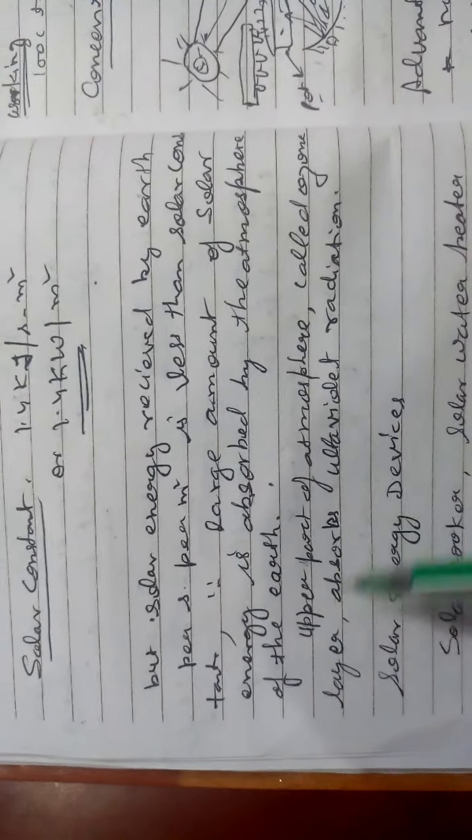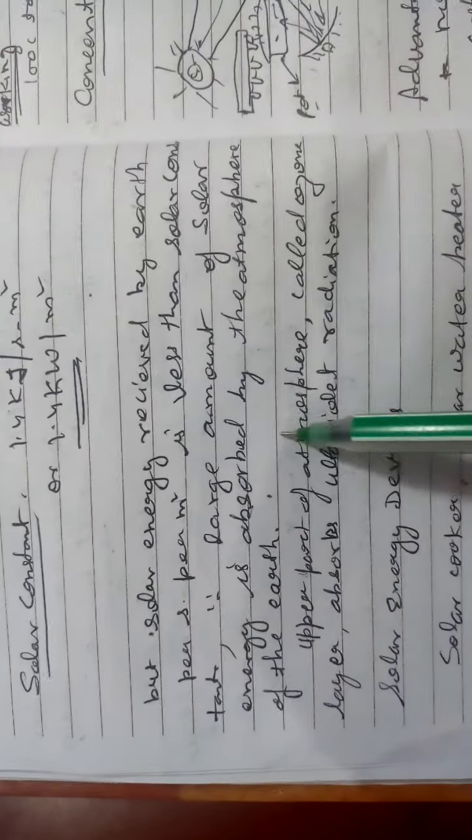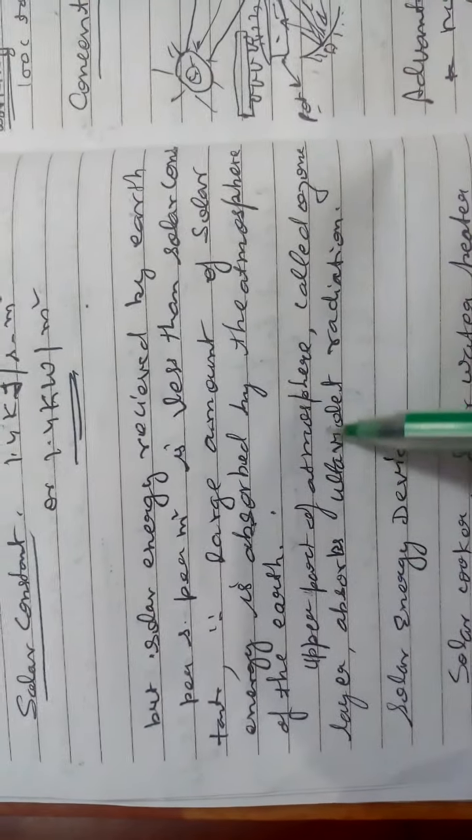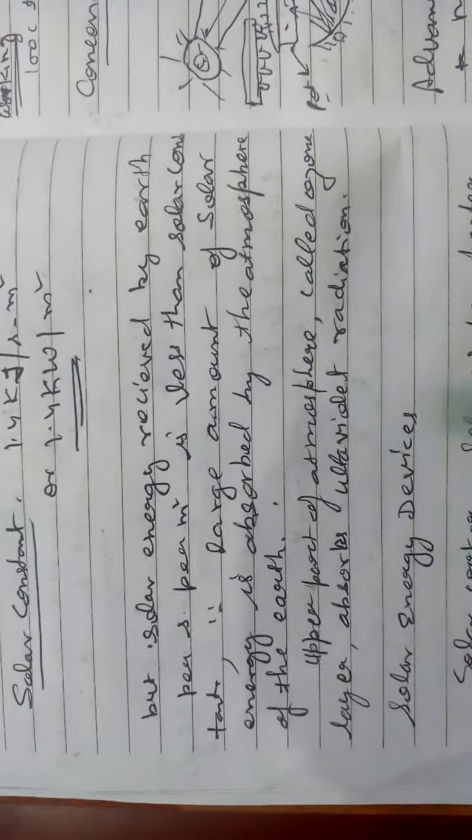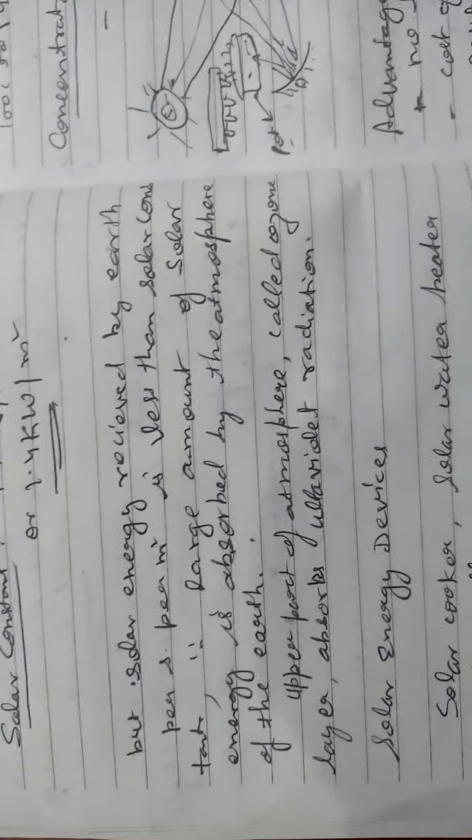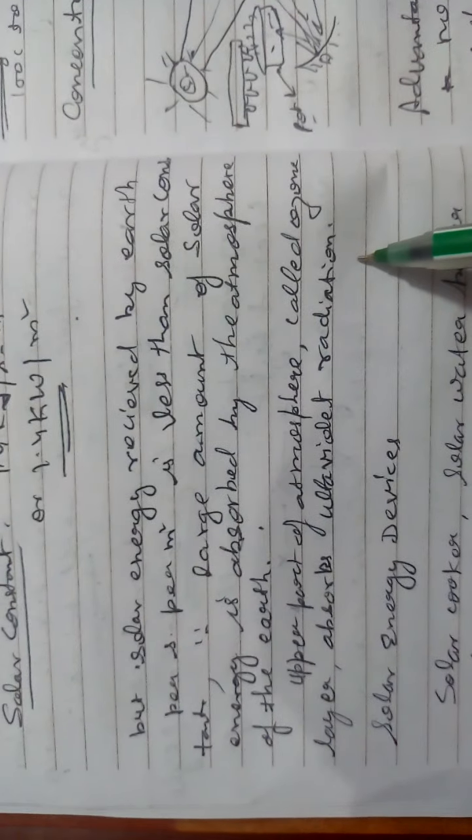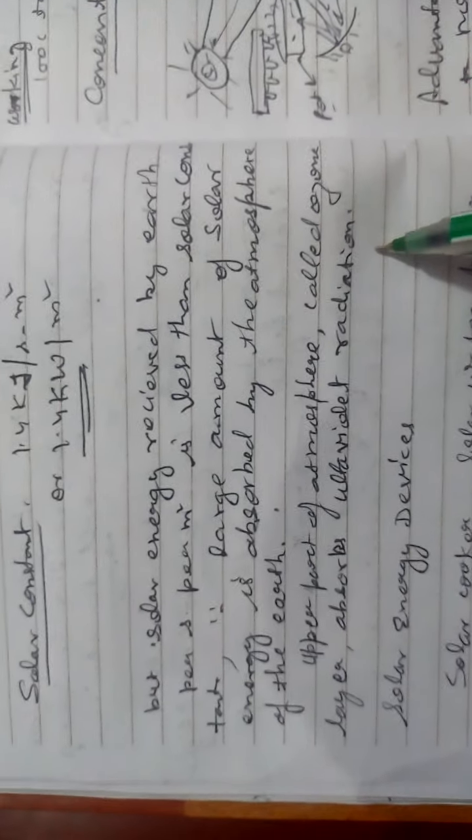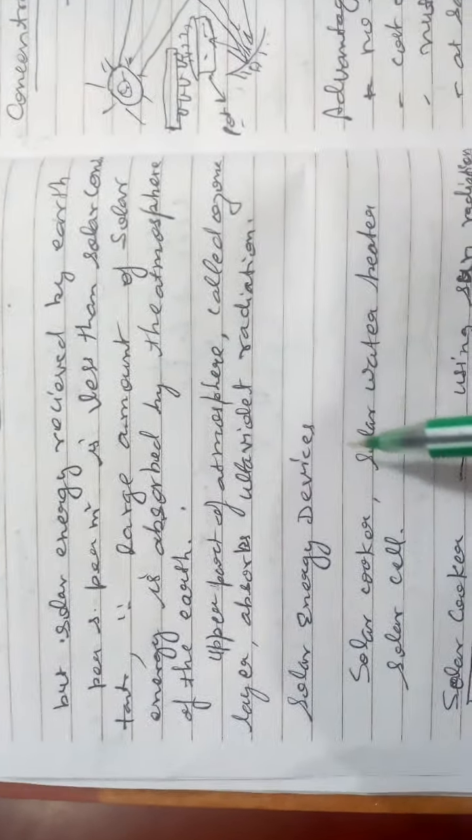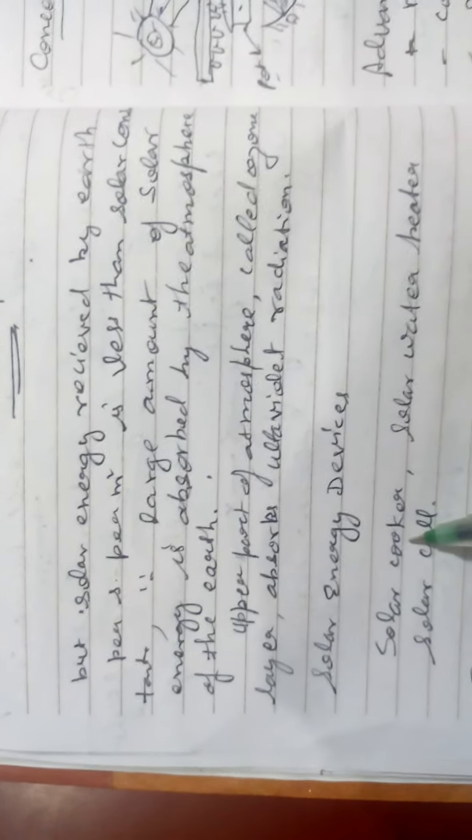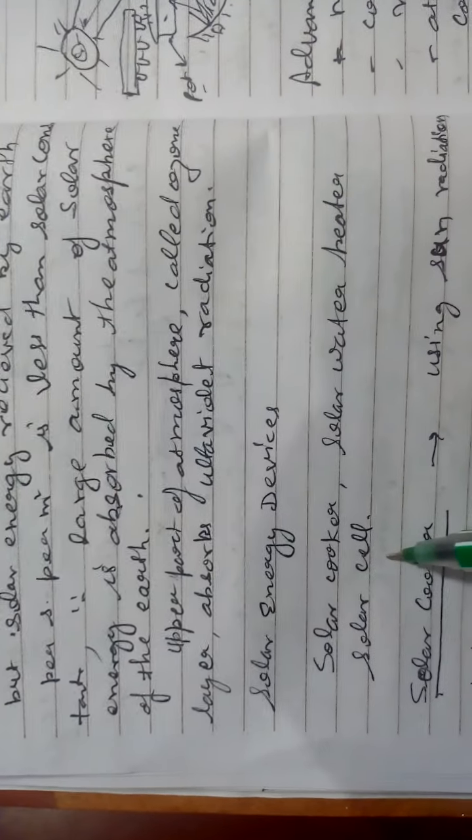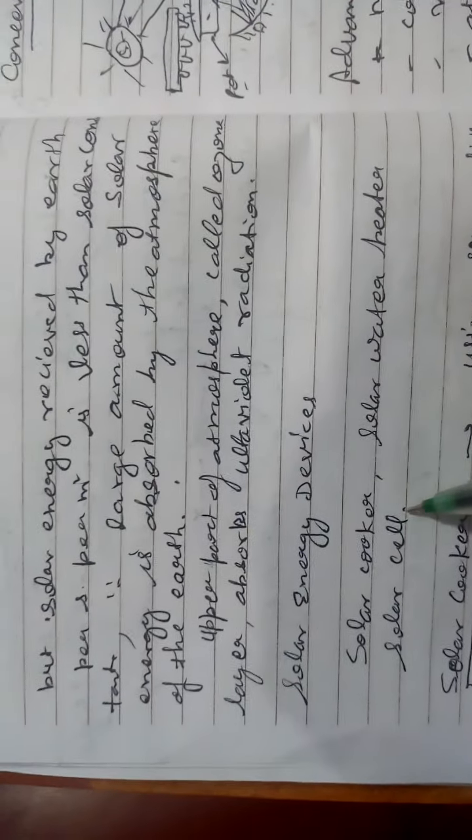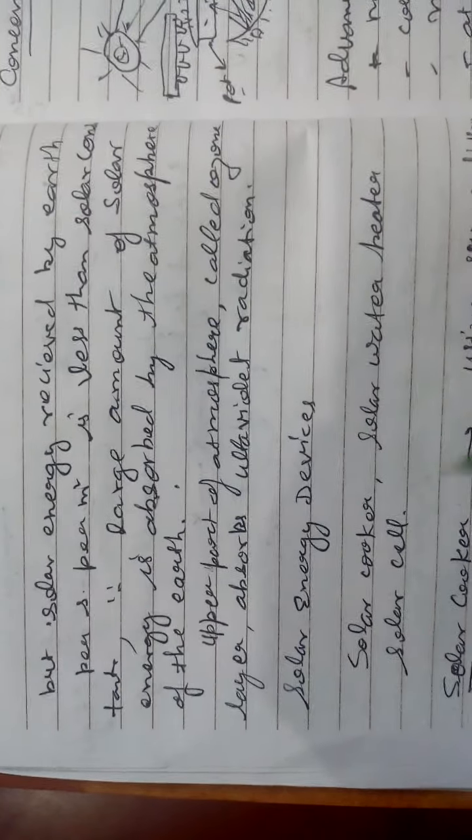It is an envelope, which you know from class 8th also. The upper part of the atmosphere is called the ozone layer, which absorbs the ultraviolet radiations. Ultraviolet radiation is absorbed by this, and then the energy reaches us. This solar energy is used by different devices. These devices are solar cooker, solar water heater, and solar cell, and solar cells give you the solar panel.